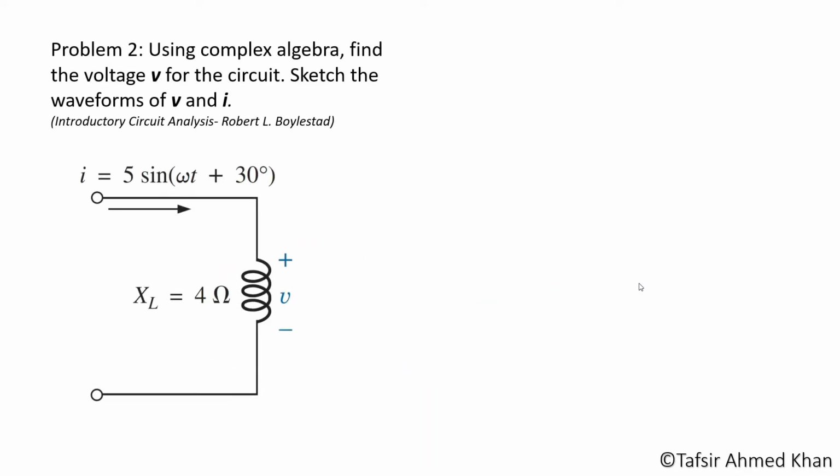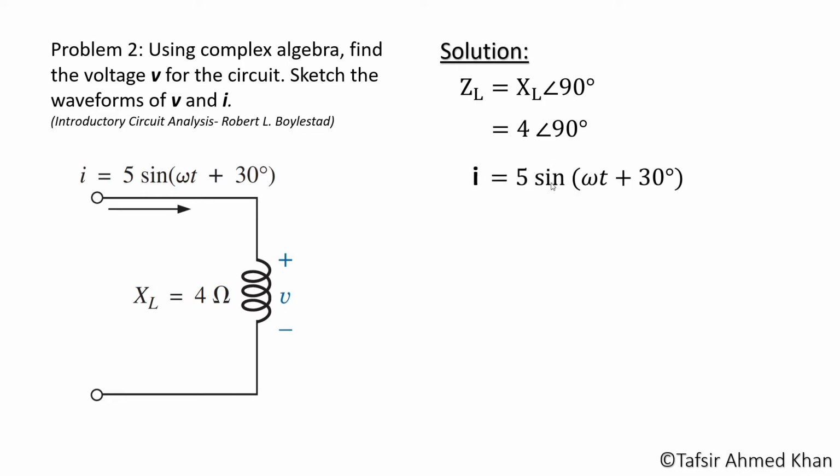Now solve the second problem. Here I is given as 5 sine omega t plus 30. We need to convert that to phasor form. Before that we will find the ZL. ZL is equal to XL angle 90. So XL is 4 and the angle is 90. Now I is 5 sine omega t plus 30, so it is 5 angle 30.